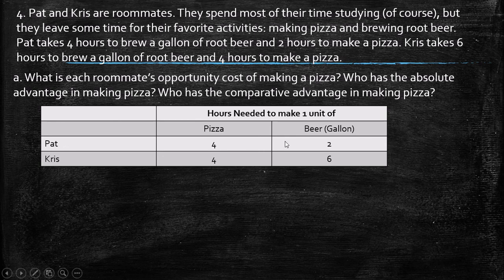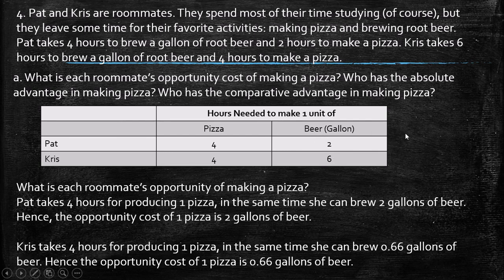So we have here the hours needed to make 1 unit of pizza and 1 unit of beer, measured in gallons. So Pat takes 4 hours for 1 pizza and 2 hours for 1 beer. On the other side we have Kris. She spends 4 hours per pizza, the same as Pat, and she has 6 hours for 1 gallon of beer. So in this case, the first question is, what is each roommate's opportunity cost of making pizza?